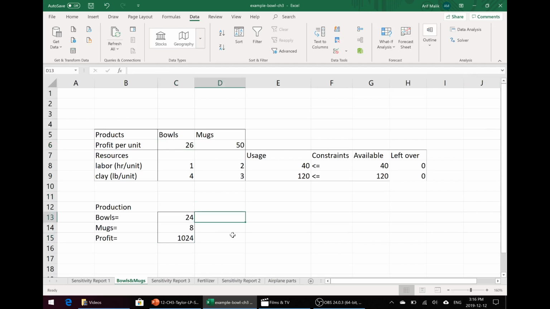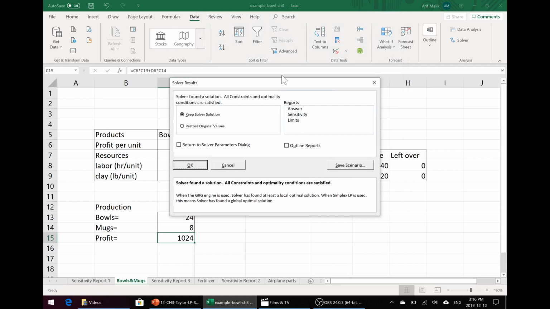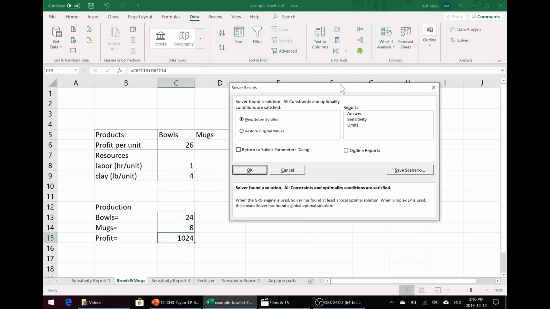Let's make this 0 0, just to show you that it is okay. Now we go to Solver and we say solve, and what we get is the same corner point. Bowls is equal to 24 and mugs is equal to 8, and we can see that it didn't change. The corner point didn't change when we changed the coefficient from 40 to 26.